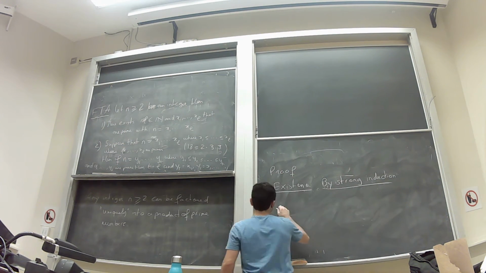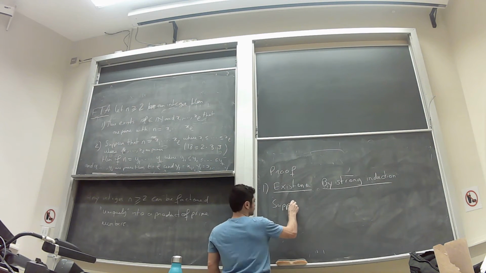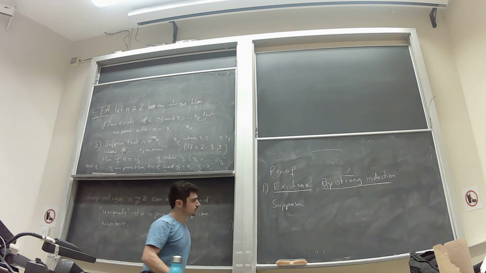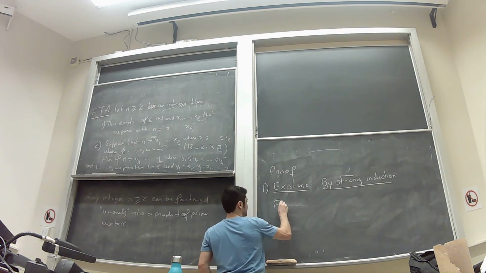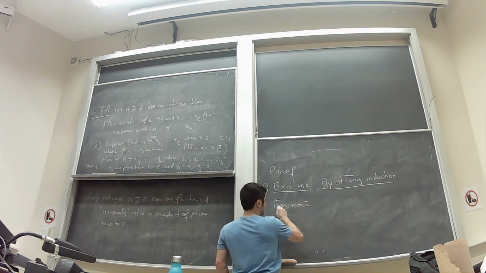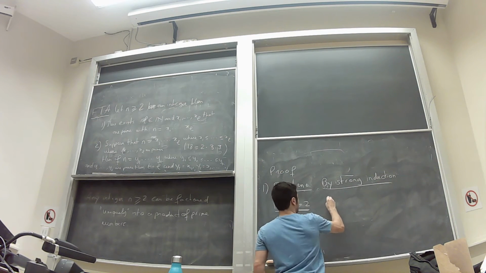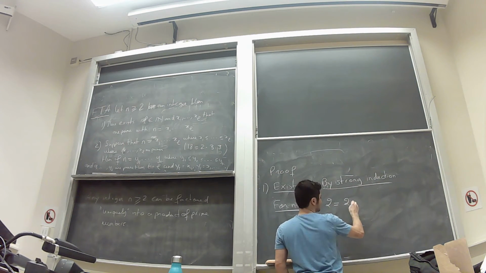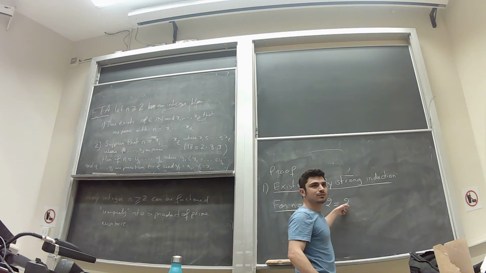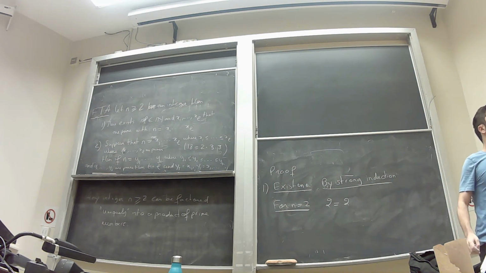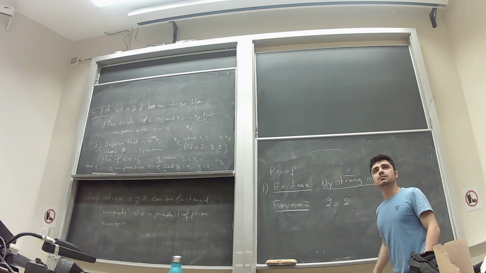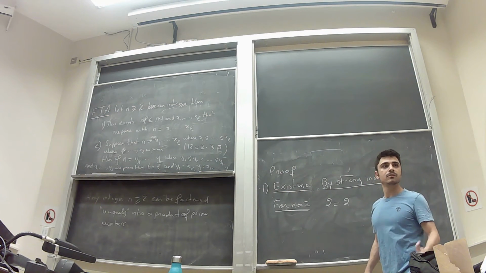Okay, suppose, well, for n is equal to 2, the base case. Two is clearly 2, right? 2 is already a prime. Agree or not? Are we good? 2 is already a prime.